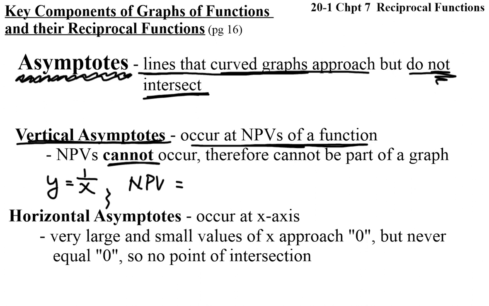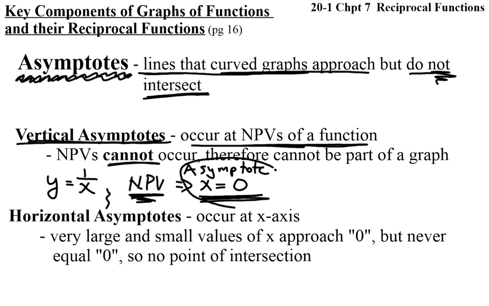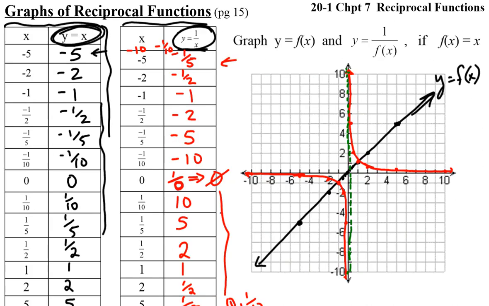We can't have 0, which means our x cannot equal 0. So the NPV, the asymptote has an equation of x equal to 0, because that's what our NPV is. The asymptote occurs at x equal to 0. So at x equal to 0, where we don't move left or right, at x equals 0, there's the vertical asymptote that we will never ever touch.